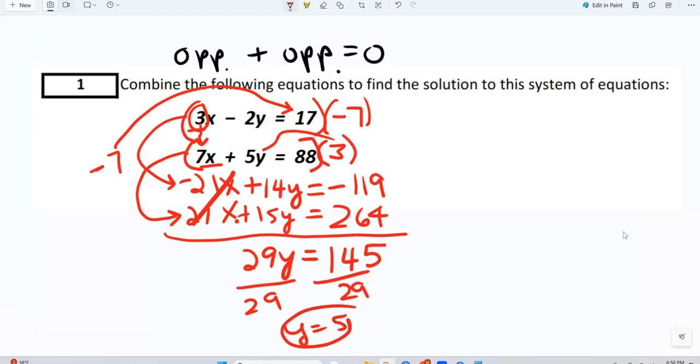Goal accomplished. Now remember, we're going to come back and put it in one of these equations up here.